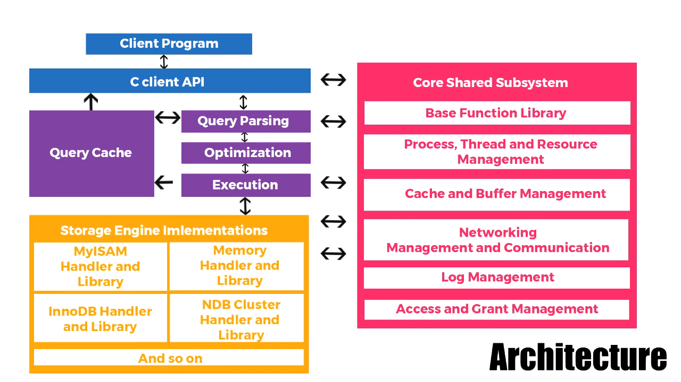Next one is cache and buffer management. It enables caching and retrieval of various types of data used by all threads executing in the server process. Caching and buffering reduce the number of requests to expensive disk-based IOs.